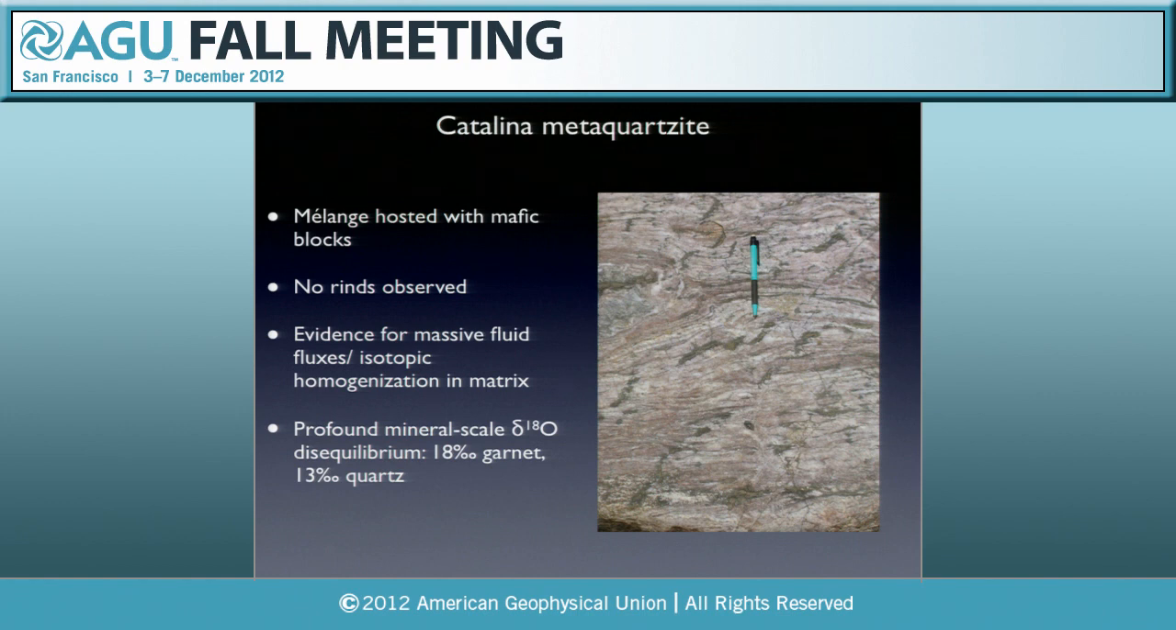I skipped over a bit on the last part, but everything is equilibrated in the garnet hornblende rocks that don't have the zoning. In these, they have some really profound disequilibrium. The garnets in this block are 18 per mil, and the quartz, with variability, this is by laser, is 13 per mil. So in equilibrium, the quartz should always be higher than the garnet. So something serious has happened within the block.